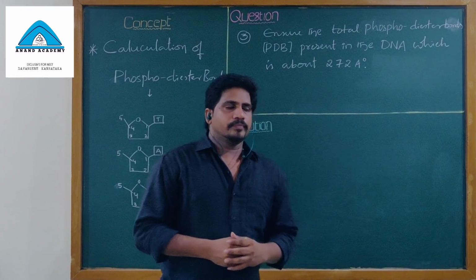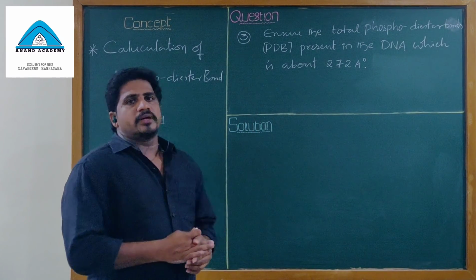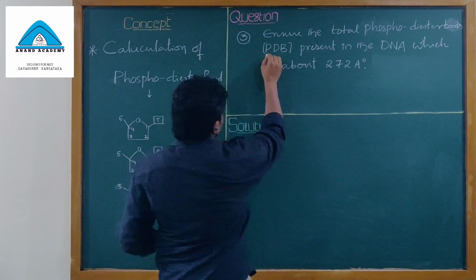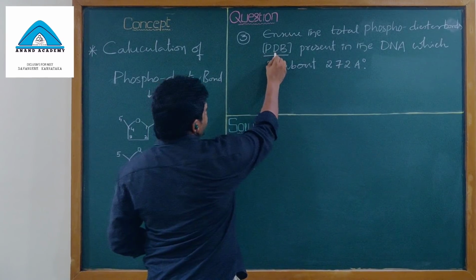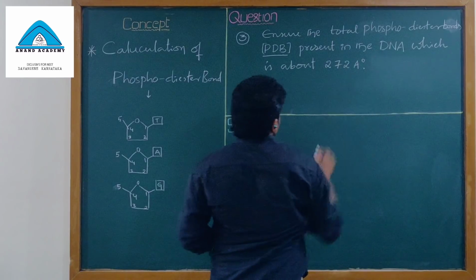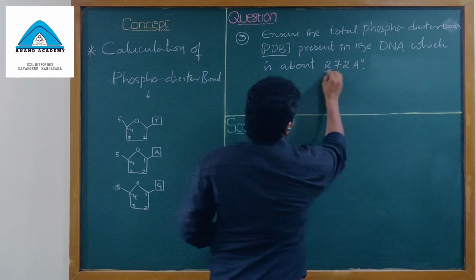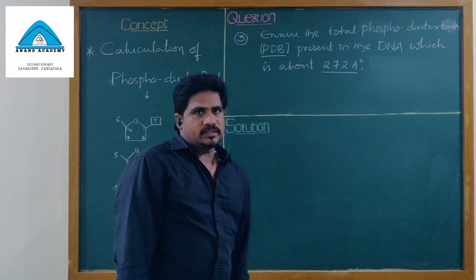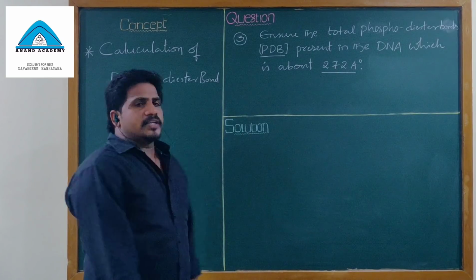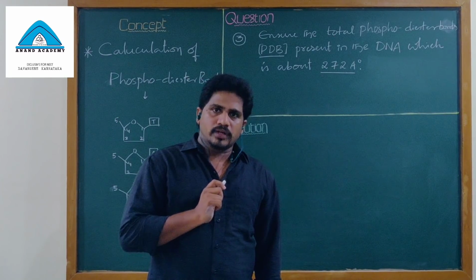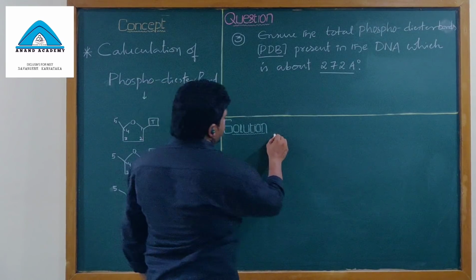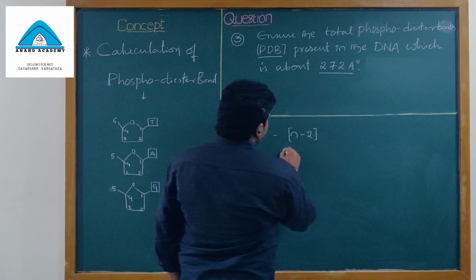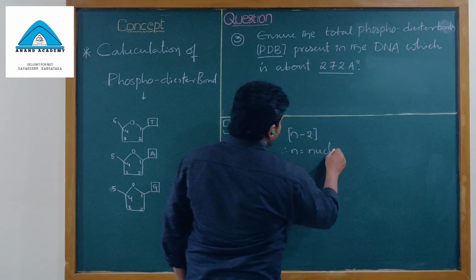Let us see the third problem. This time we are going to calculate the phosphodiester bonds. Question: ensure the total phosphodiester bonds, short form PDB, present in the DNA. This time the DNA was given in length, because the DNA is about 272 angstroms in length. If you want to calculate the phosphodiester bonds, you want nucleotides. So the general formula to calculate the phosphodiester bonds is N minus 2. What is N? N is equal to the number of nucleotides.